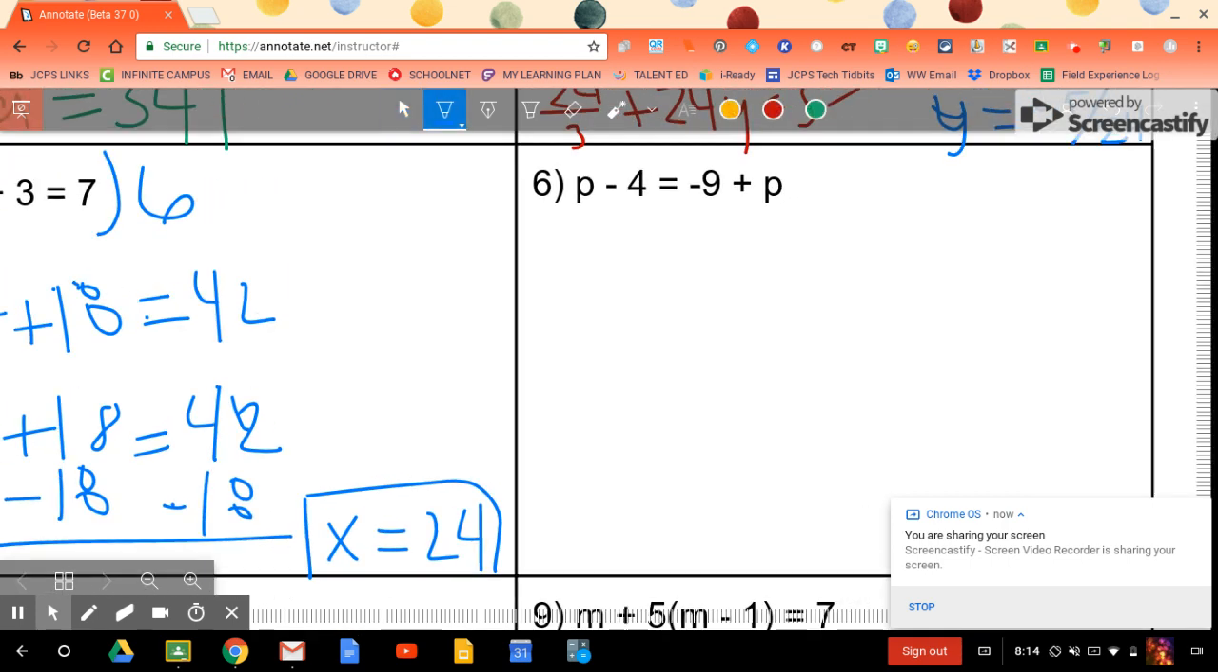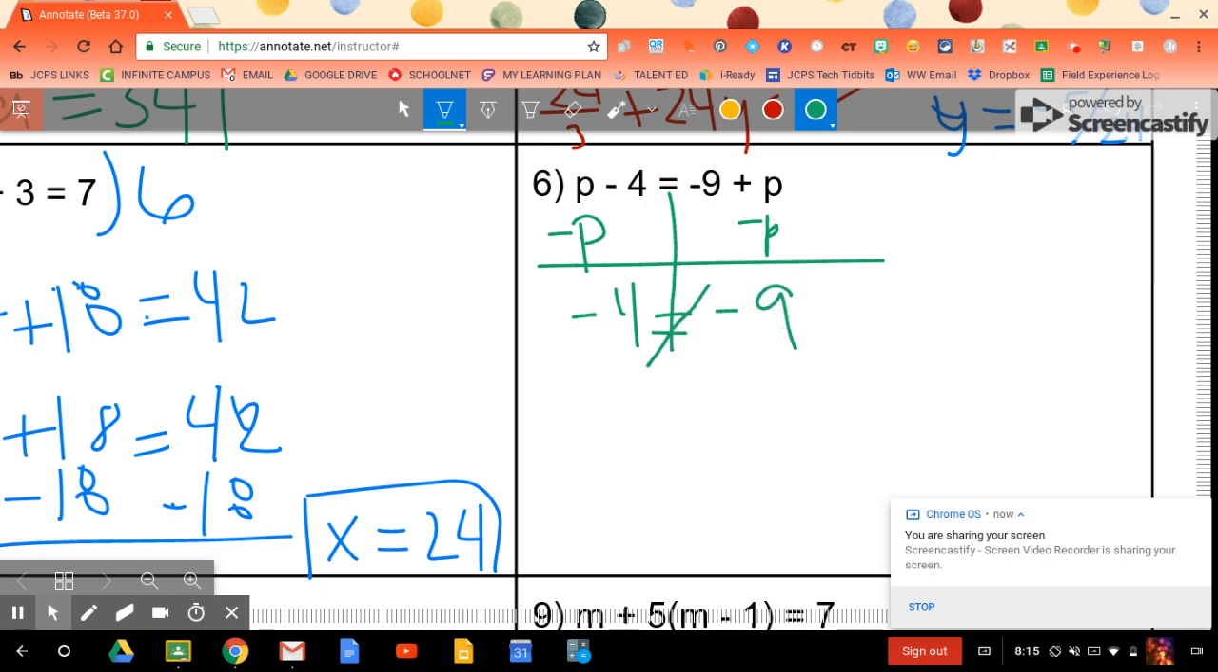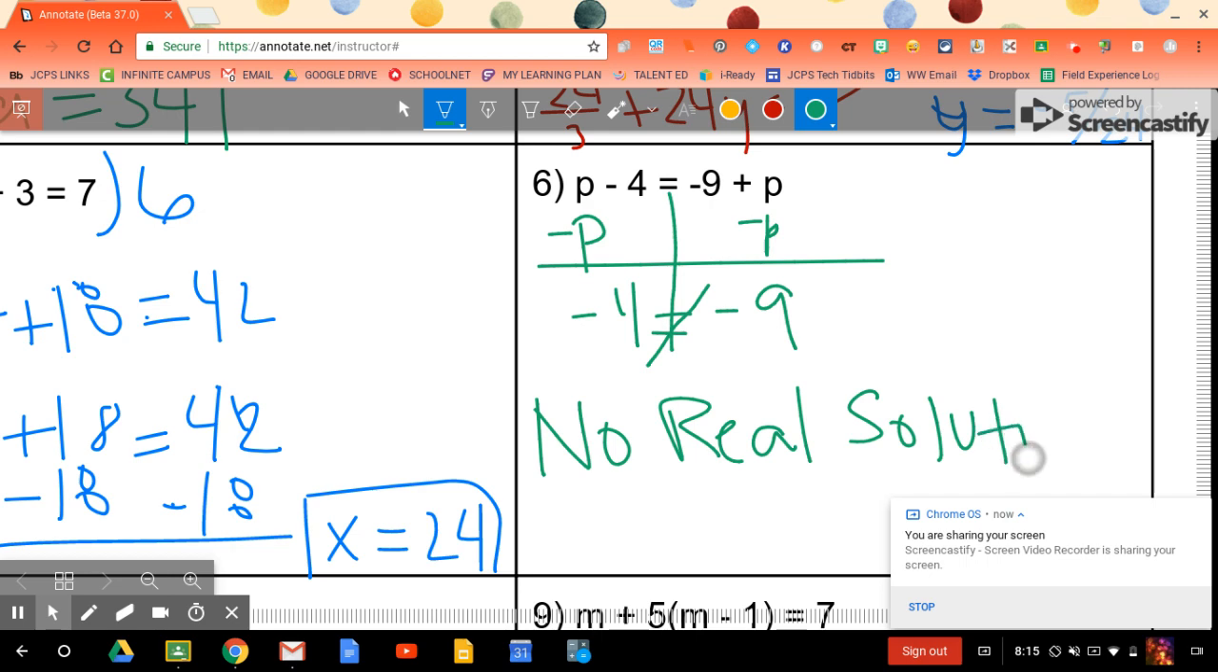We have variables on both sides of this. So our first step is to get our variables on one side, and then we get our constants on one side. So I'm going to move this p over, and since I have to cancel it on this side and move it over there, I'm going to do the opposite. So I'm going to subtract p from both sides. I'm going to get -4 equals -9. This is not true, so you have no real solutions. That is one where, if your sides don't equal each other and your variables cancel, it's called no real solutions.